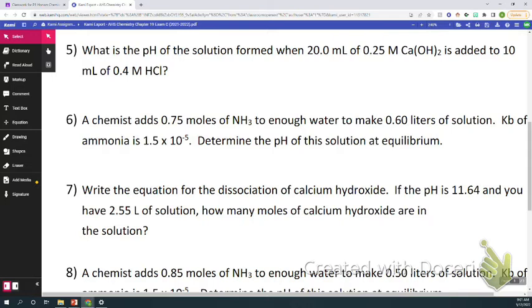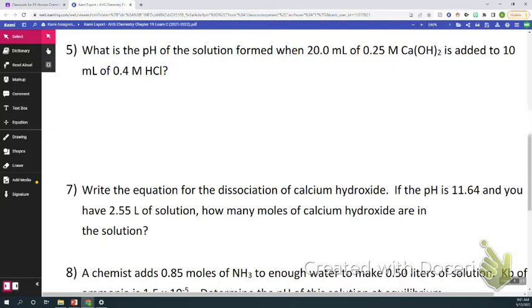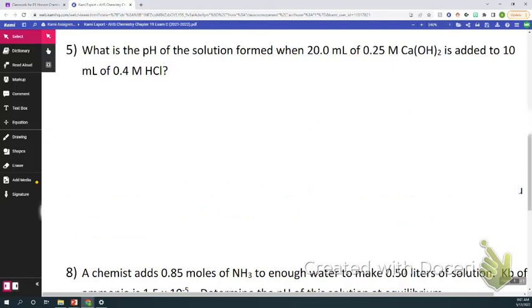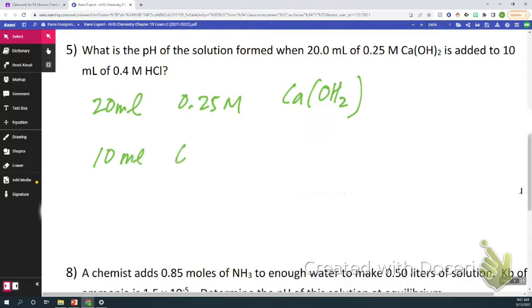Oh, number 5 was pretty tricky, right? Let's do number 5 real quick, see if we can do it. Okay, so what is the pH of a solution formed when you have 20 milliliters, 0.25 molarity, this is Ca(OH)2, and 10 milliliters, 0.4 molarity, HCl.